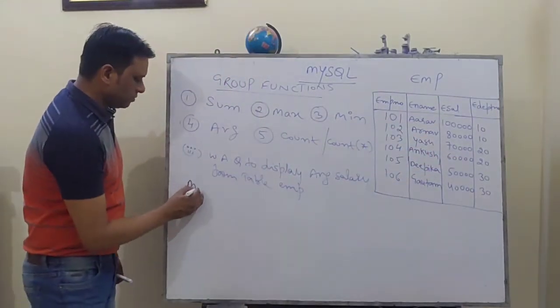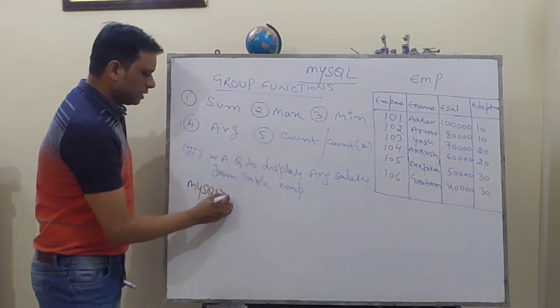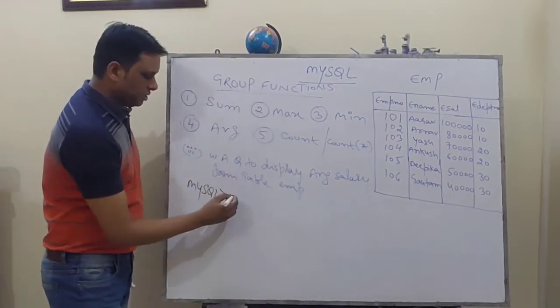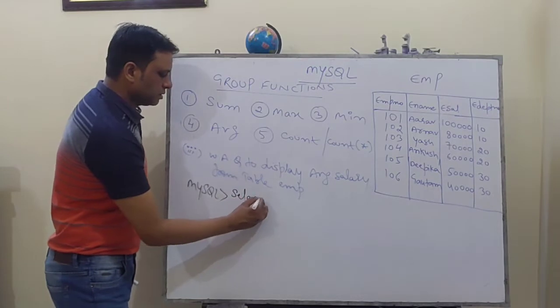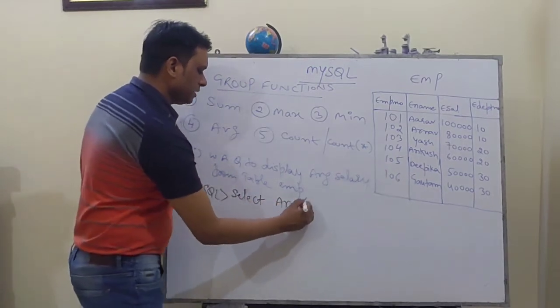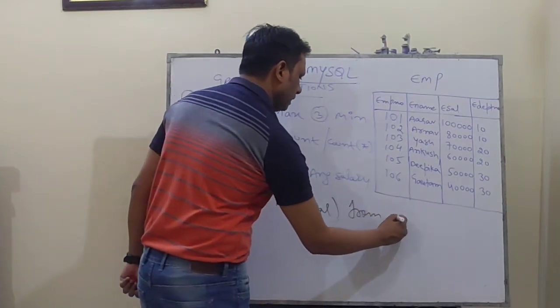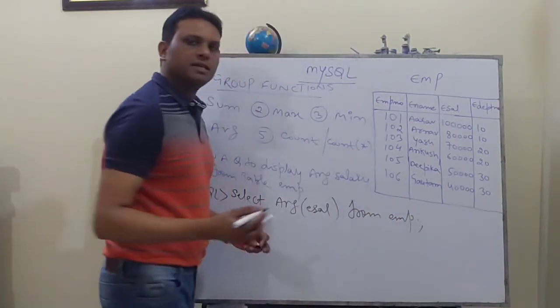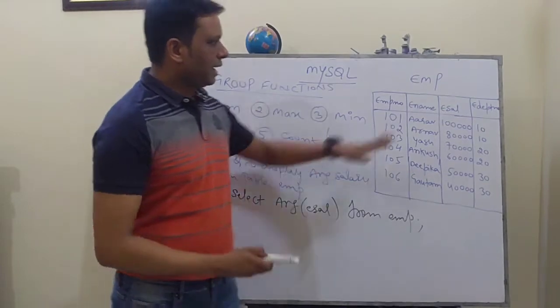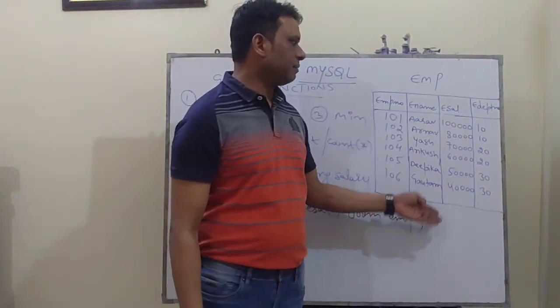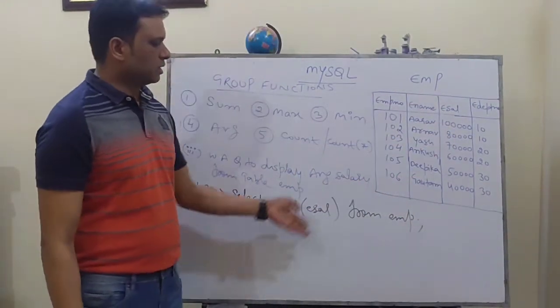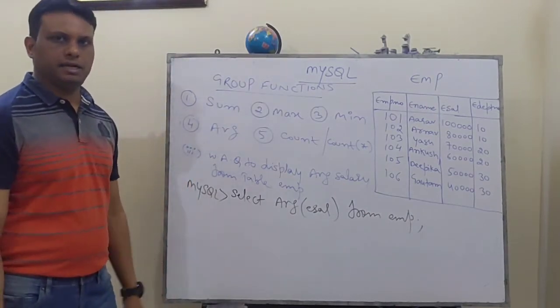But in MySQL, there is a function avg. So how to use this function? Select avg sal from EMP. So we'll get average salary. First of all, it adds these values and then it divides by the number of values. The number is what? 6. So we'll get the average salary at the end.